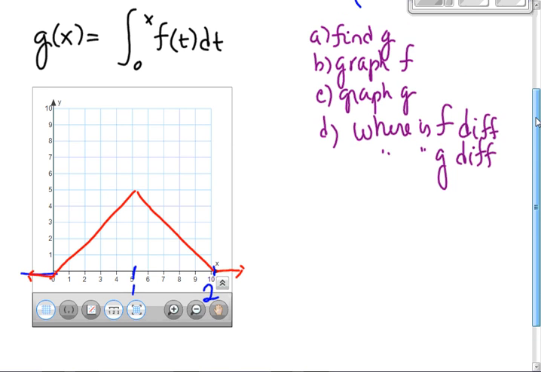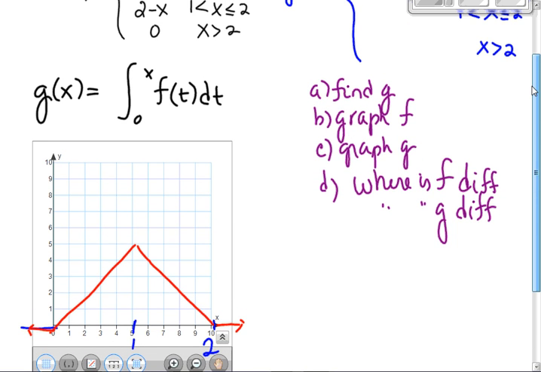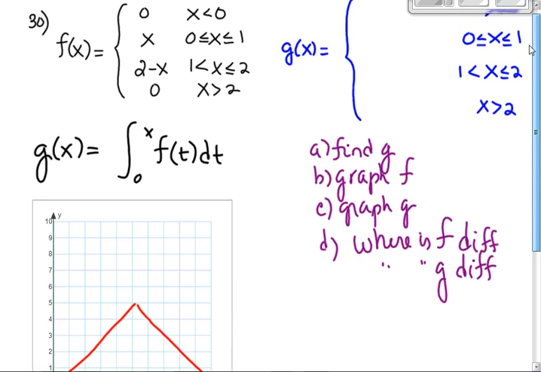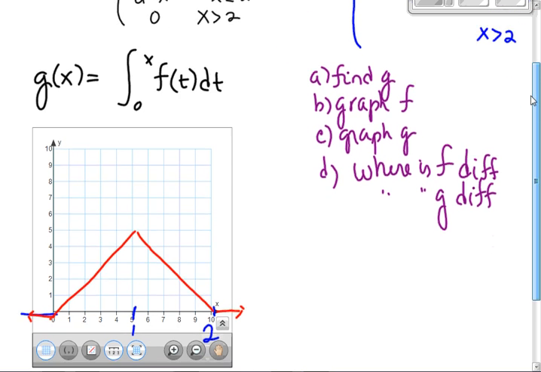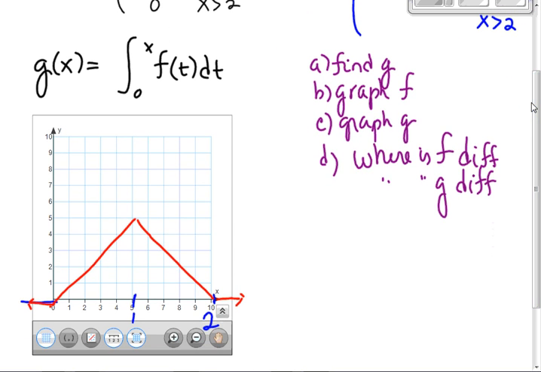Okay, there's f. We didn't scale it exactly right. Okay, David? How do I find g? What is g? What does this mean? It's the signed area under f of t. Okay, you guys? Matt? Chris?